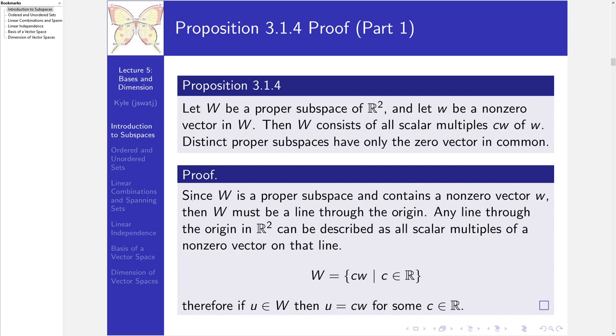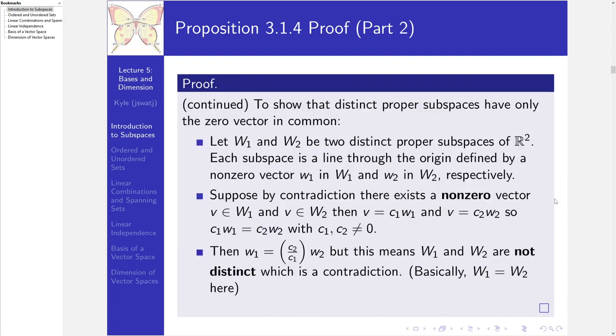So the proof: since W is a proper subspace and contains some non-zero vector w, then it must be a line through the origin. And any line through the origin will be exactly scalar multiples of that w. So any vector can be written as a scalar multiple of that little w, which is what we wanted to show here.